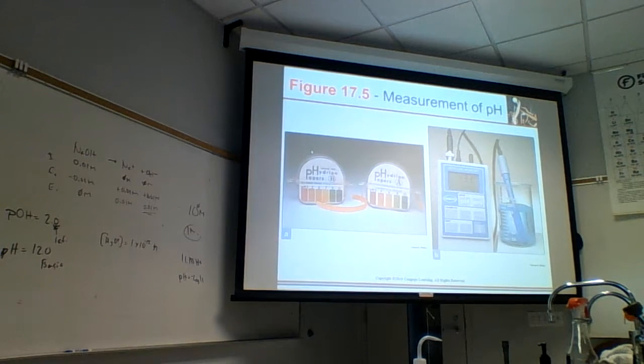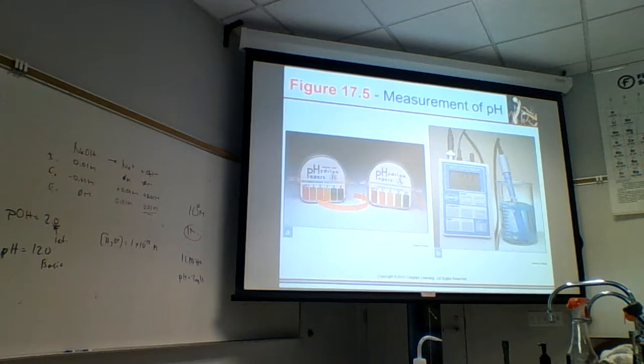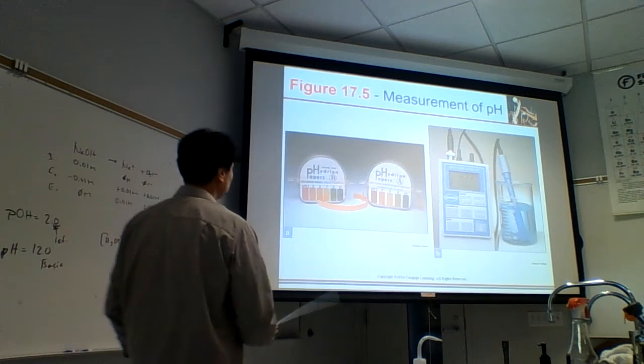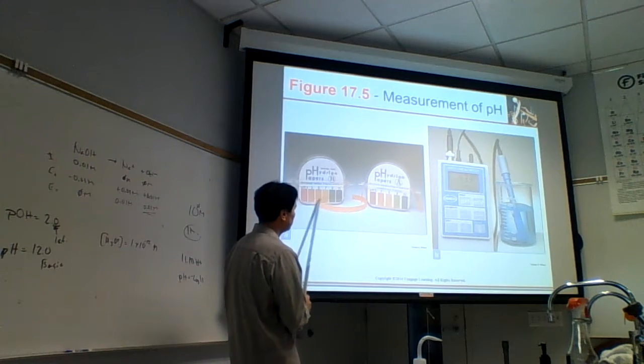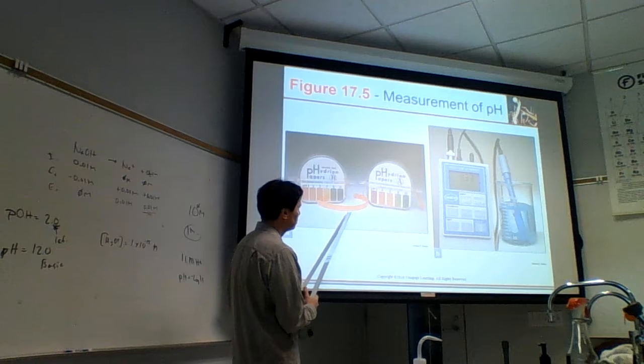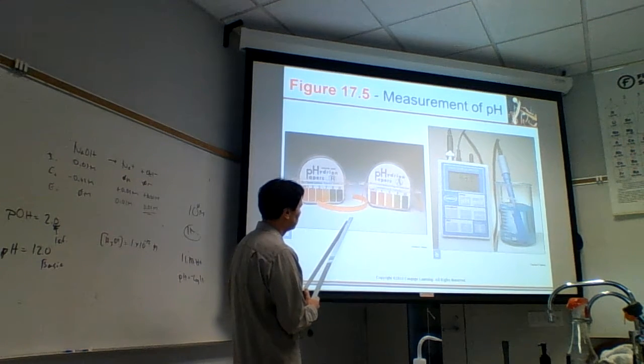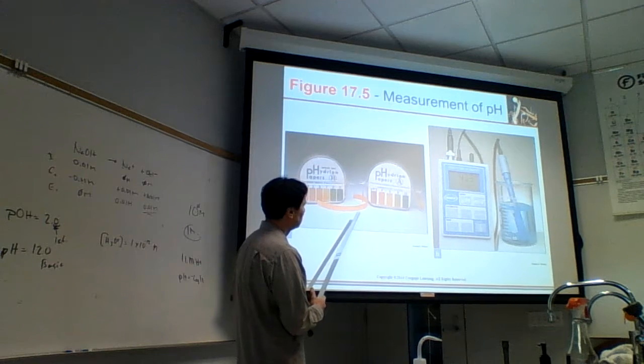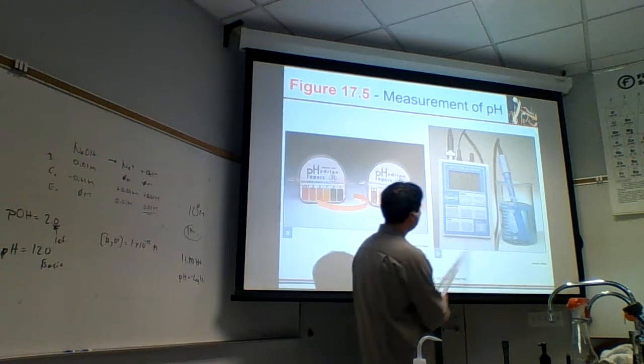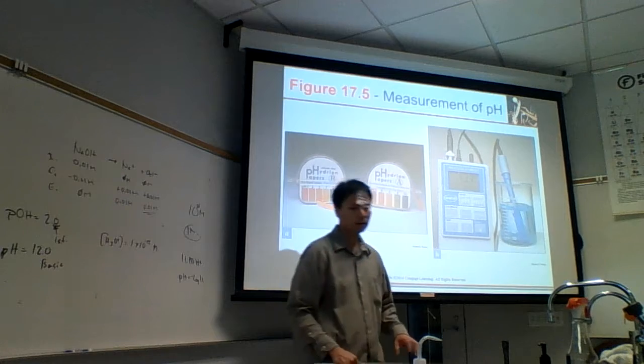We measure pH using indicators. Indicators are colored dyes that change color depending on the pH. There's a structural change there. I saw an interesting one the other day. Universal indicator is good, or pH meter. pH meter is good.